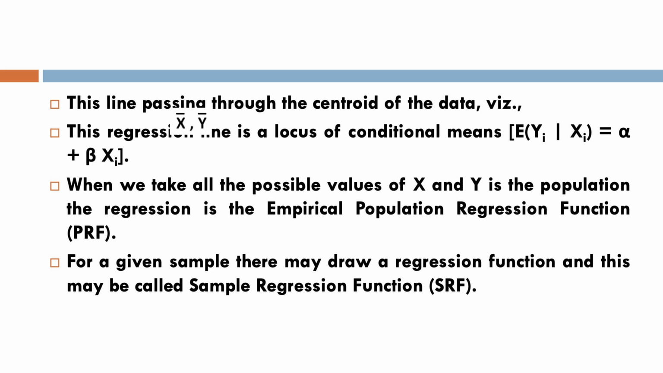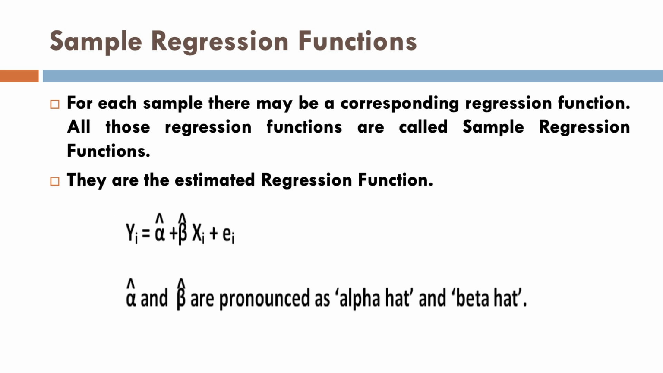The empirical population regression function may also be written for that. For a given sample, we may draw a regression function, and this may be called the sample regression function, otherwise called SRF. For each sample, there may be a corresponding regression function. All those regression functions are called sample regression functions or SRFs.